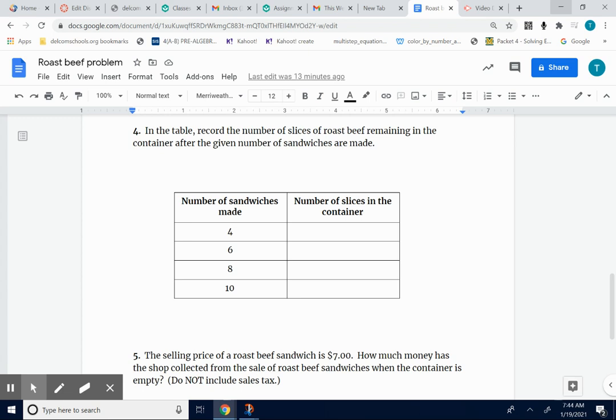Okay, let's look at the rest of the roast beef problem. So we had the equation y equals negative 8x plus 96. The next thing they want you to do is to complete the table. In the table, record the number of slices of roast beef remaining after the number of sandwiches are made. So we want the number of slices for 4, 6, 8, and 10 sandwiches.